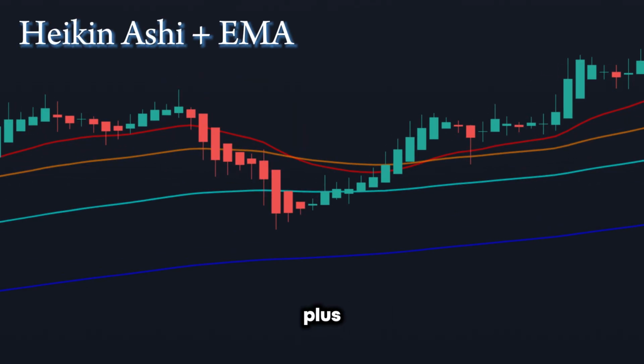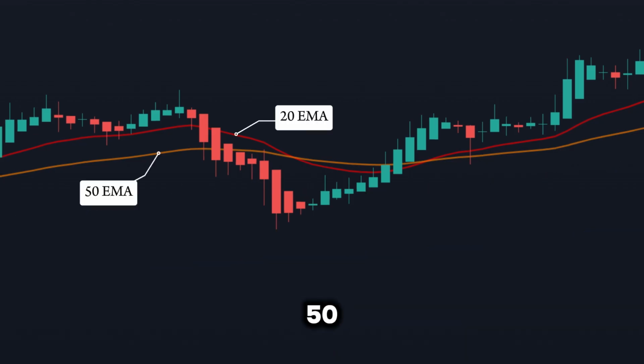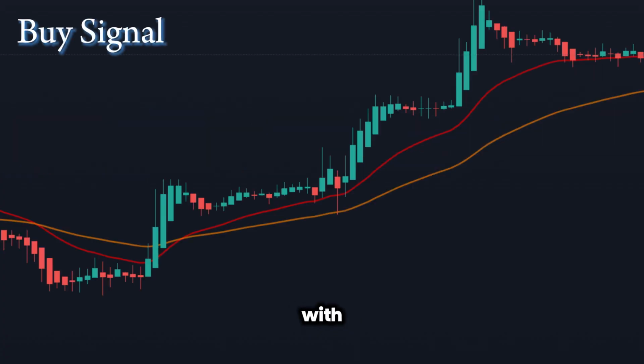Heikin Ashi plus EMA strategy. Now, I will show you Heikin Ashi trading strategies. In the first strategy, I will use the 20 EMA and 50 EMA. As most of you know, the 20 and 50 EMA are generally used to identify short and medium-term trends. Let's start with a buy signal.